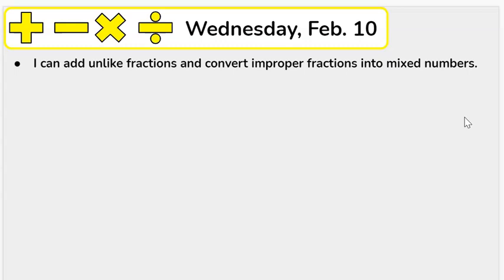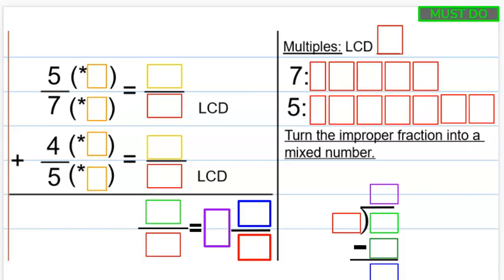Monday we added unlike fractions. Tuesday we added unlike fractions and simplified. Today we're adding unlike fractions and turning them into mixed numbers. So I'm going to do one example with you here, and then you can do it on your own.